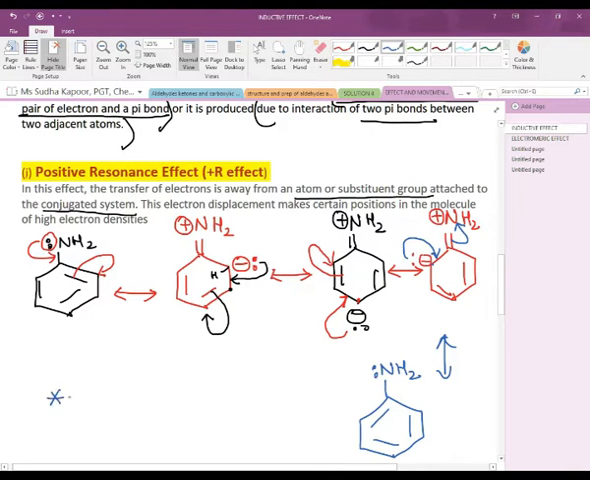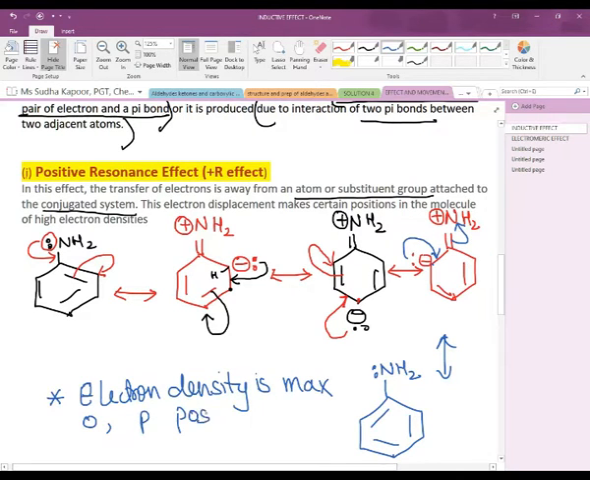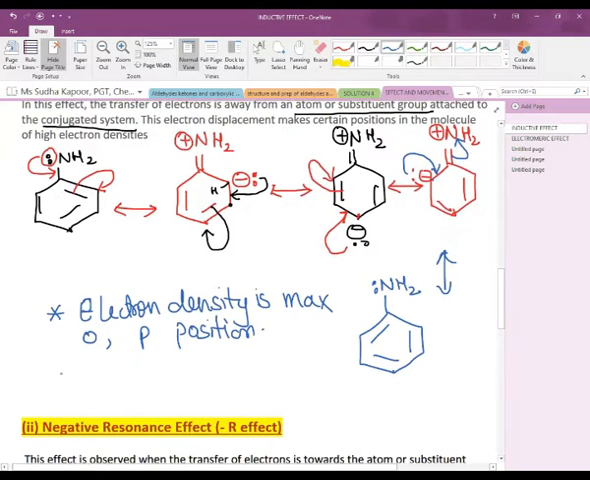So the main thing you will find is that electron density is maximum at the ortho and para positions. These are the two positions where there is high electron density. And the other thing is that, at the end, the bond position has altered, as we found in the beginning. The bond position is altered, or the bonds have got delocalized. So there are a total of 5 structures obtained in the case of aniline.